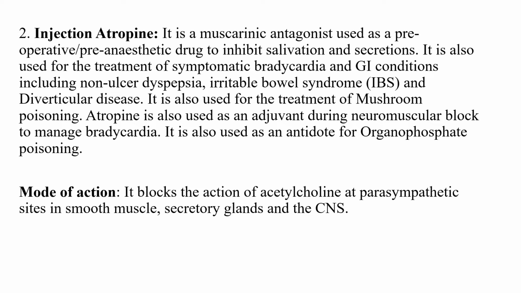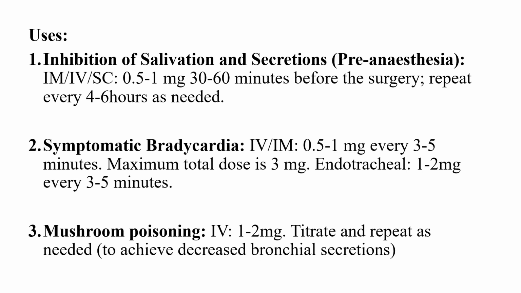Atropine is used as an adjuvant during neuromuscular blockade to manage bradycardia. Sometimes when they do this neuromuscular block, the patient goes into bradycardia. So to manage that, they give atropine, and it is also an antidote for organophosphate poisonings. The mode of action: it blocks the action of acetylcholine at parasympathetic sites in smooth muscles, secretory glands and the CNS. And the first use is inhibition of saliva or secretions.